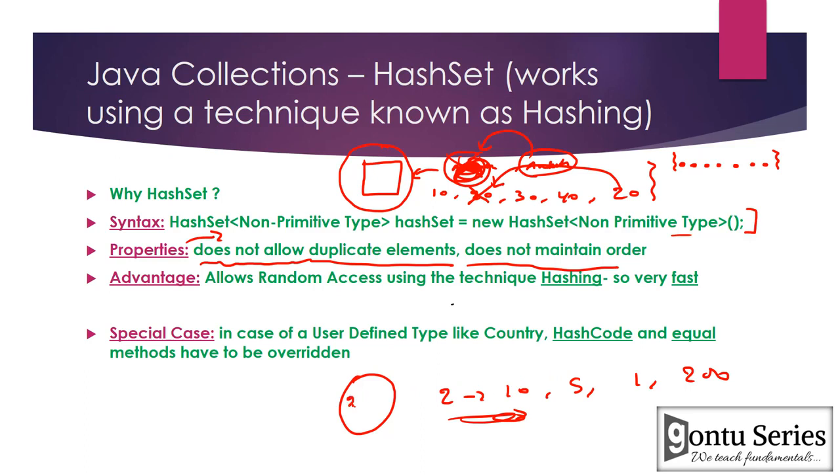Maybe it's going to keep 2 here, then 200 here, then 10 here, then 5. So it's not going to keep things in any specific order. You have added all the elements in the order 2, then 10, then 5, but it's not going to store elements in the same order. So that's what this means: it doesn't maintain any order.